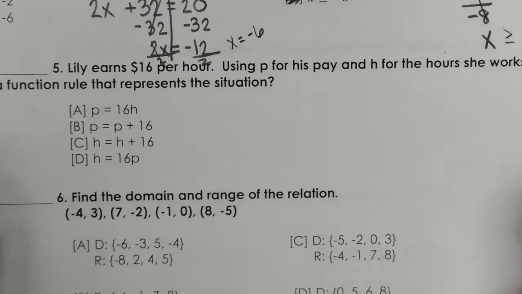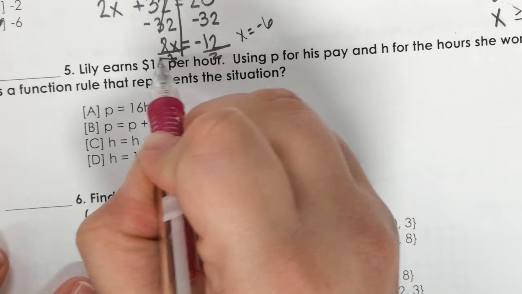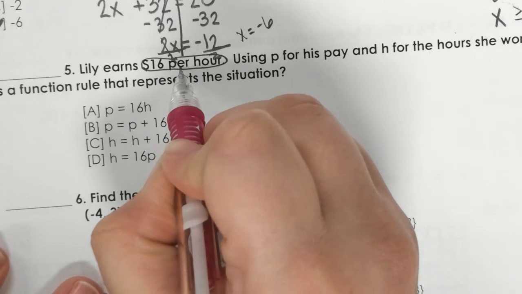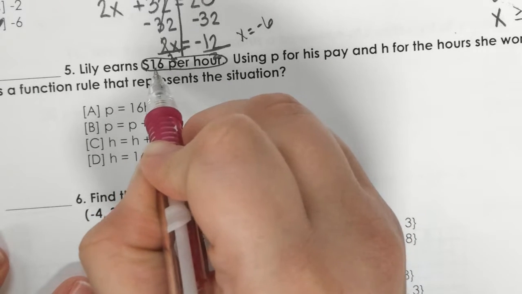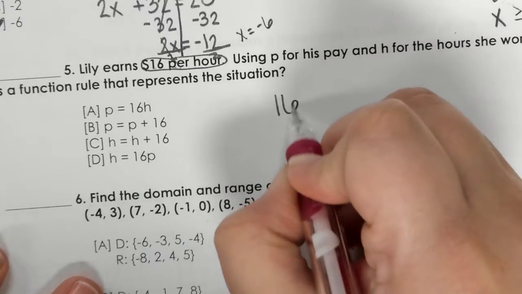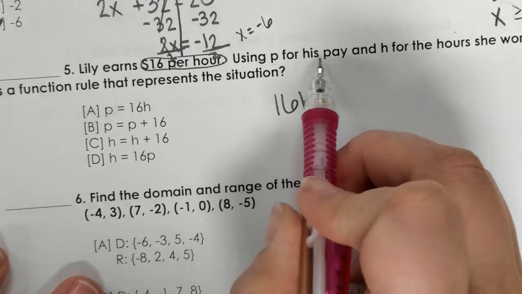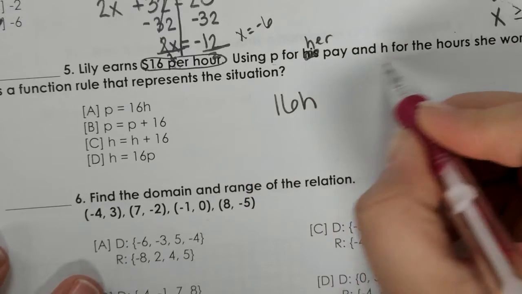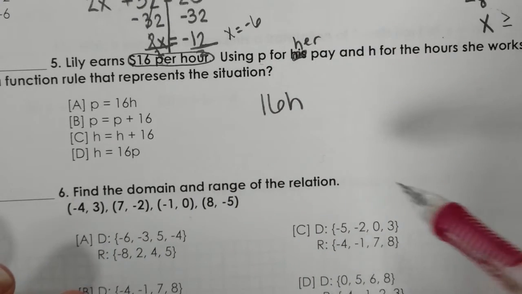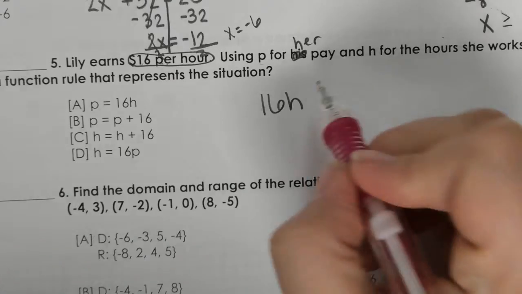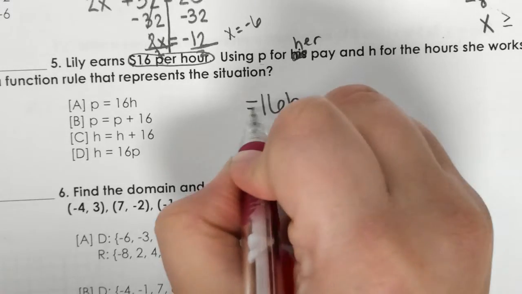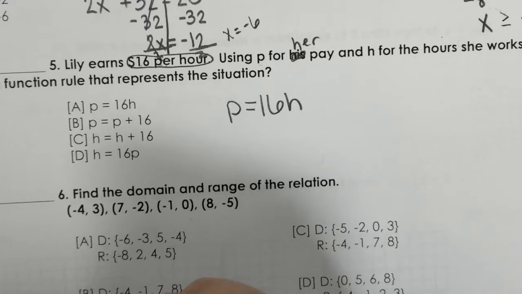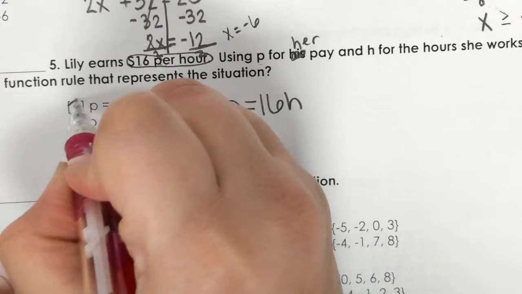For number 5, it says that Lily earned $16 per hour. So you should hopefully recognize that if you have the word per, that means times. So we would say 16 times H. But it says using P for his pay, which should be her pay, and H for the hours, write a function rule that represents the situation. And so 16H would equal the pay she earns. So that would have to be letter A.